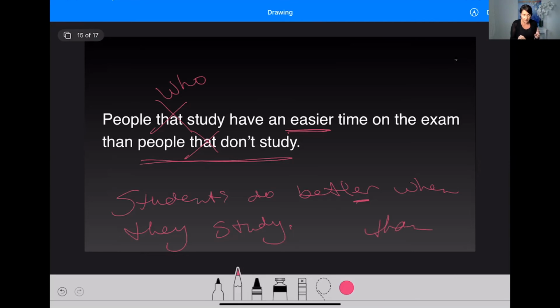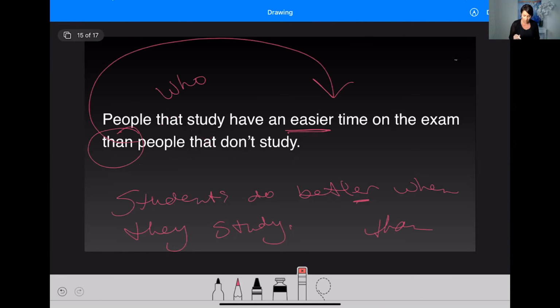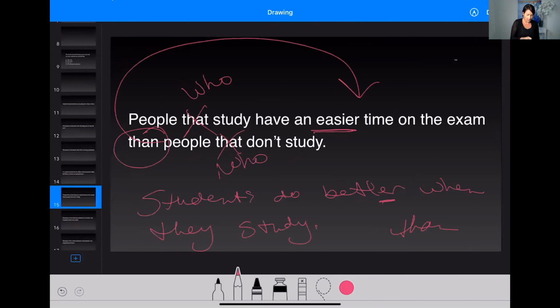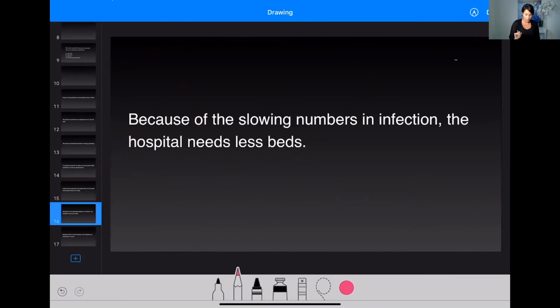This sentence does. People who study have an easier time on the exam than, notice that the than goes with the easier, than people who do not study or who don't study. So that part is good. The than is good, but the people that, ugh, no. Make it a who. People who. Students who. Okay? People make that mistake all the time, and it is on the exam for sure. Okay.